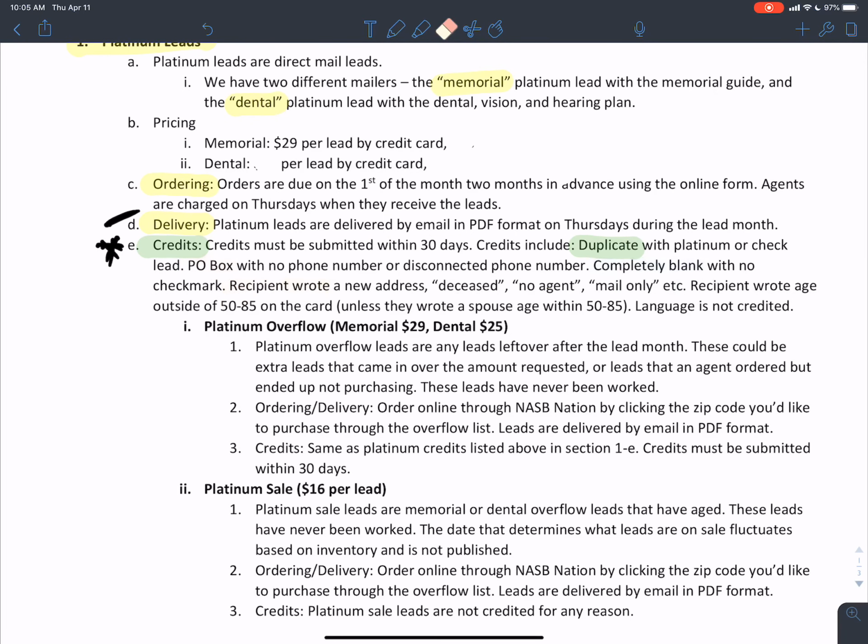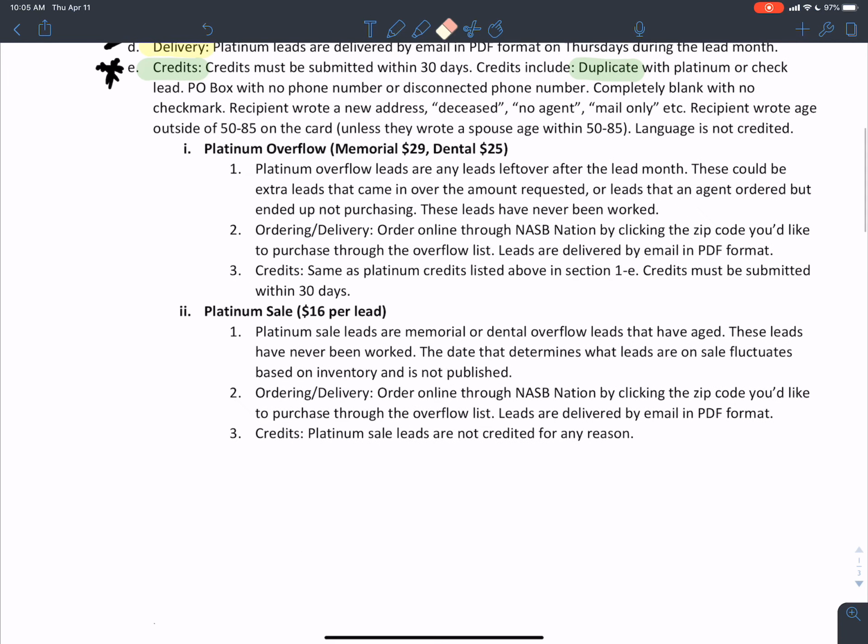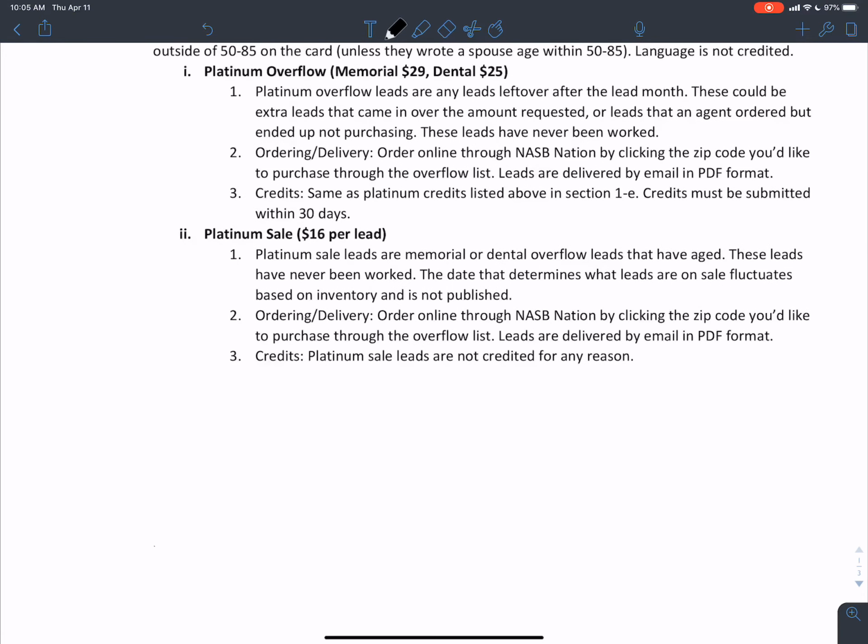Try to clean this up, making a mess. Moving on. Okay, we have the next part. Platinum, the cost, I already went over this, right? How do you order? I'll go over how to order here in a second.